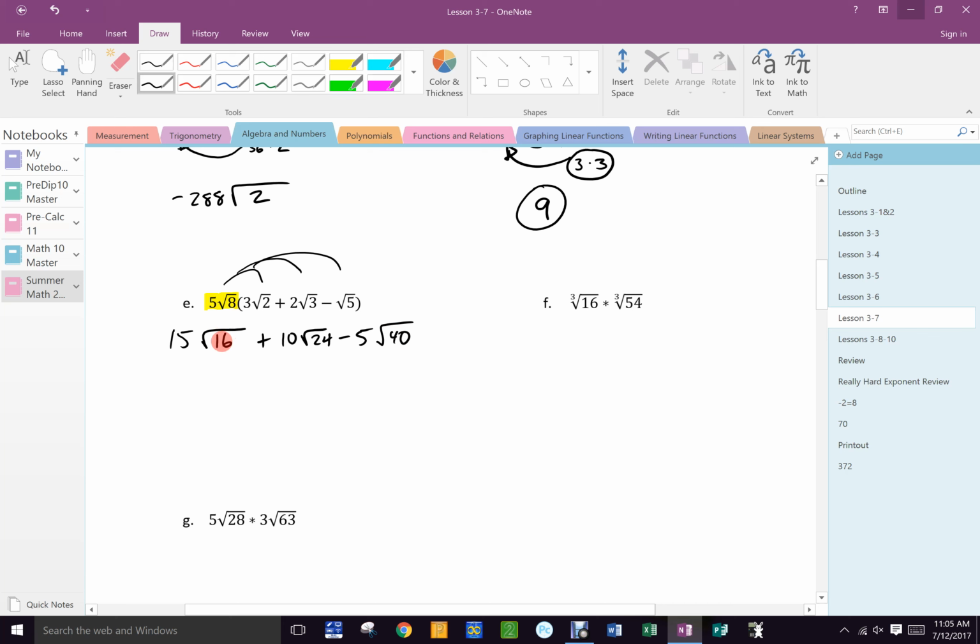What is the square root of 16? 4. So what comes out here? 4. What do I do with the 15 that's already there? Times 4, which is 60. Plus, does 24 get easier? That's 4 times 6, isn't it? So what's the square root of 4? 2. What's already out there? So what do I get? 20, and what did I leave under there? A 6.